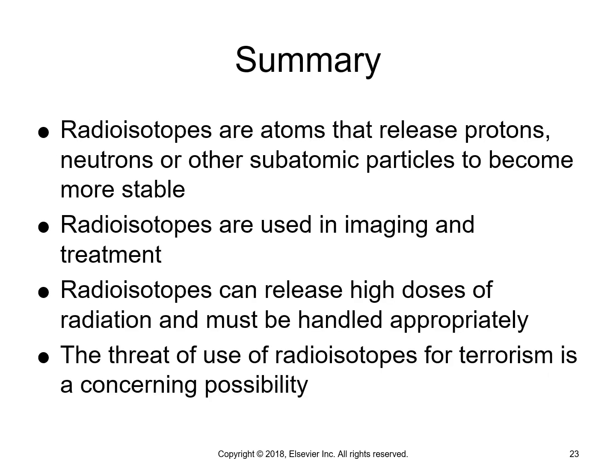Okay, so in summary, radioisotopes are atoms that release protons, neutrons, or other subatomic particles to become more stable. Radioisotopes are used in imaging and in treatments. They can release high doses of radiation and must be handled appropriately. And the threat of use of radioisotopes for terrorism is a concerning possibility.